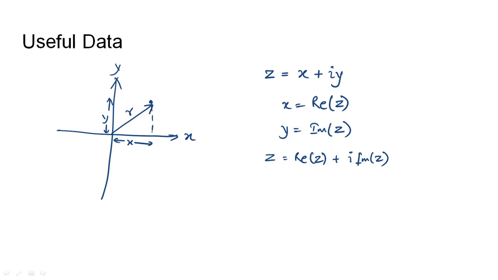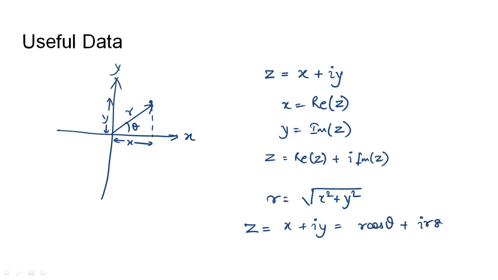So here by Pythagoras theorem we can see that r will be equal to the square root of x square plus y square. So z can also be written as x plus iy, where x would be equal to r times cos theta plus i r times sin theta. This is written as r into e to the power i theta, which is called the polar form of the complex number z. This concept will be used to solve this problem.